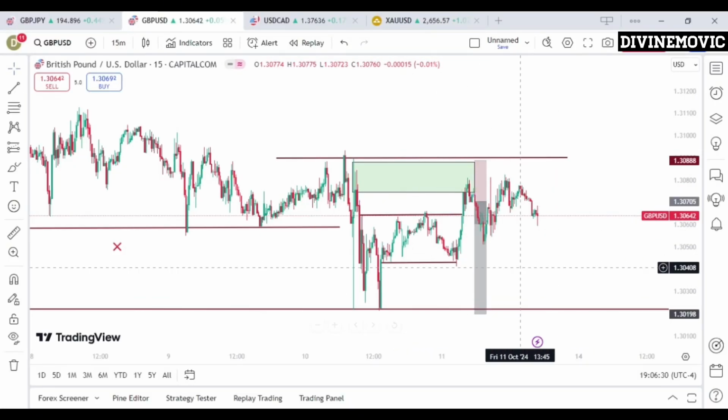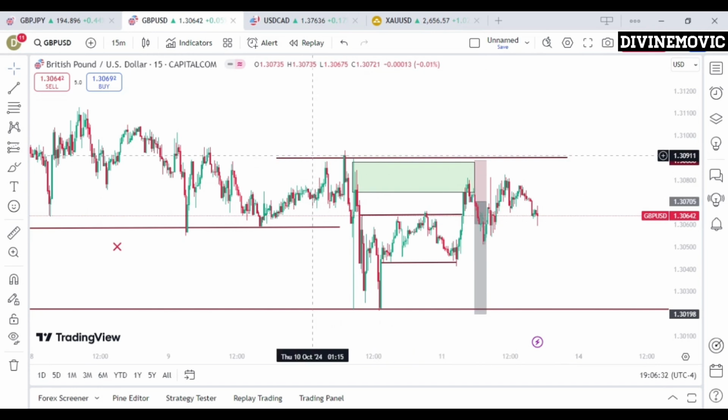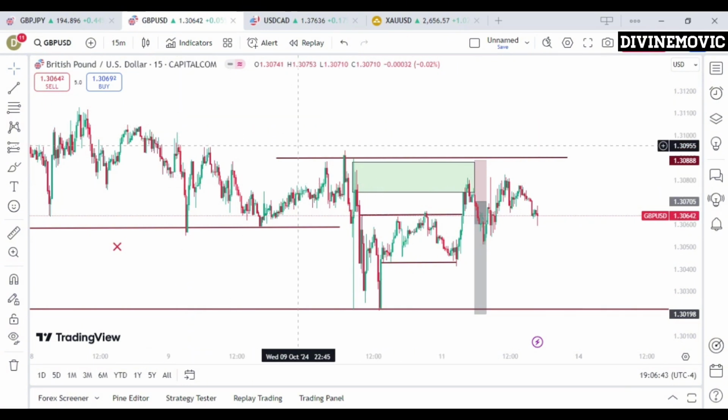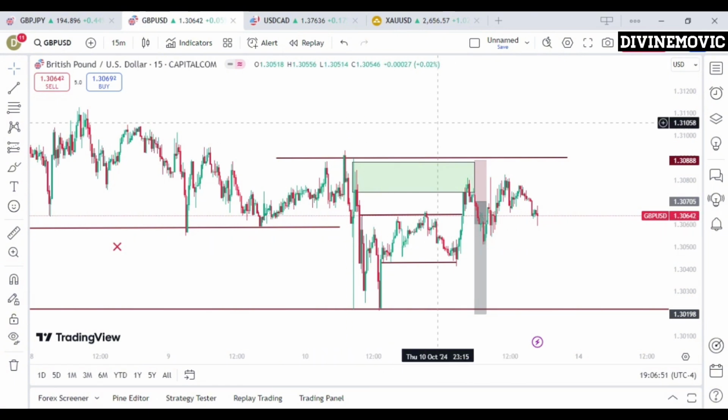Now this is the full setup. You can see GBPUSD, 15 minutes time frame. My entries are always done on the 15 minute time frame or on the 5 minutes time frame, and this is the full marking and everything. I'm going to go back to the daily time frame and show you how we arrive at this point so you can understand clearly what we're doing here right now.